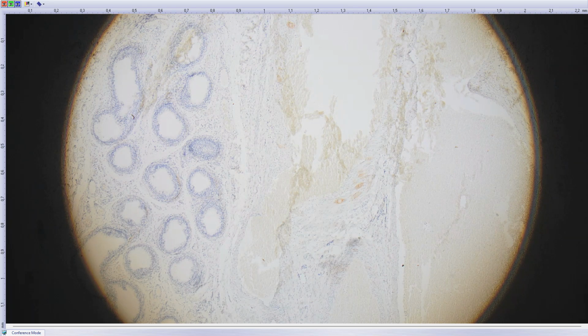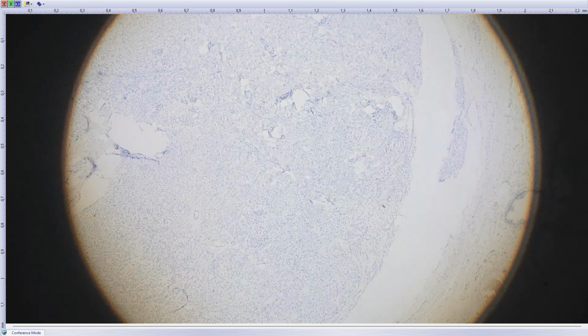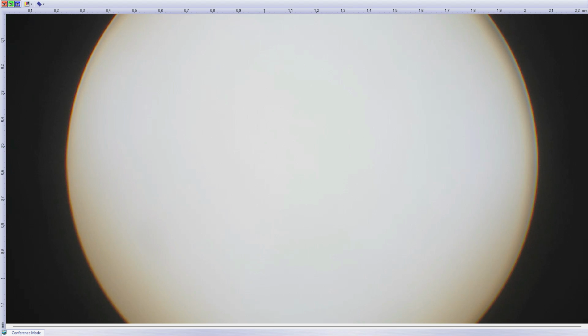But other markers which are often positive in other types of sex cord stromal tumors of the ovary and testis are calretinin and inhibin, and in this case, these markers are typically negative. So this is calretinin. It is negative in the tumor. And then inhibin, which is similarly negative.